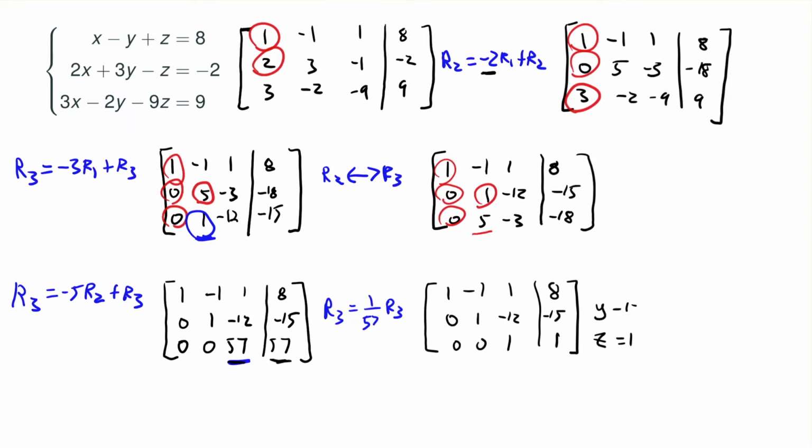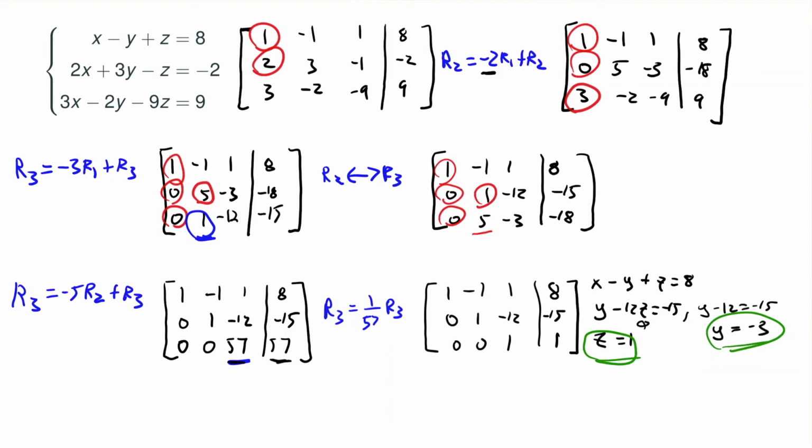Y minus 12z equals -15. X minus y plus z equals 8. So we already found what z is. Plug 1 here to solve for y. So I'm going to plug 1 right here. That gives me y minus 12 equals -15. Y is -3. So we know z and y, then we can solve for x here.